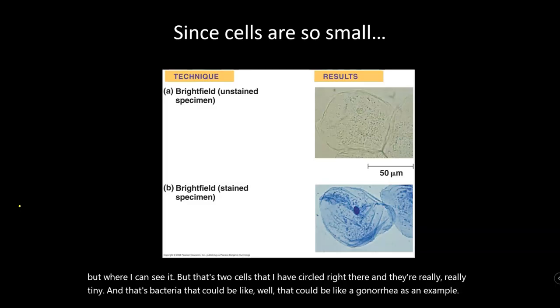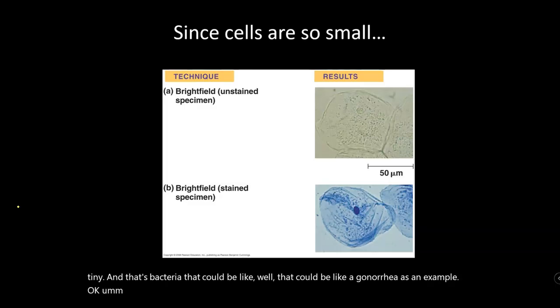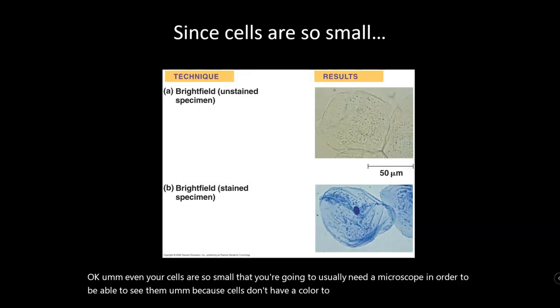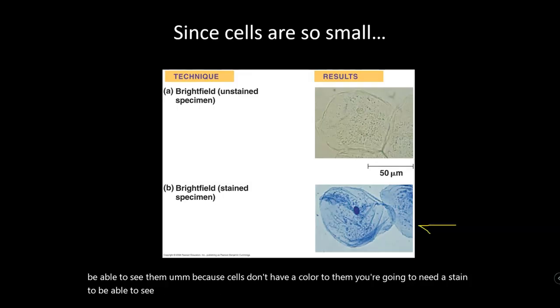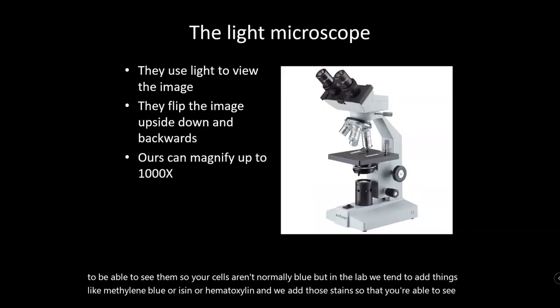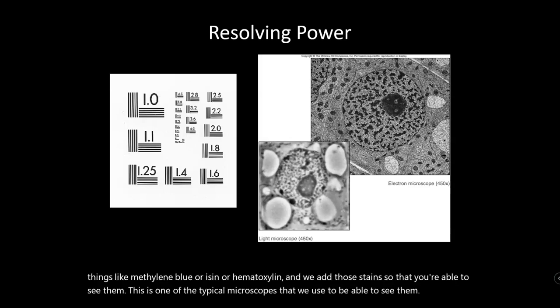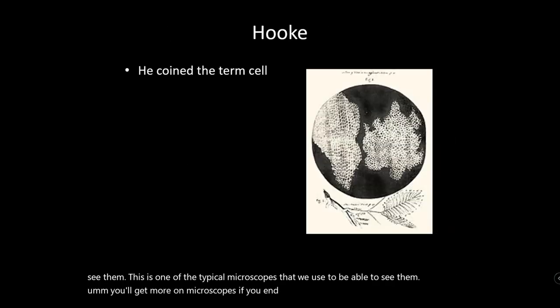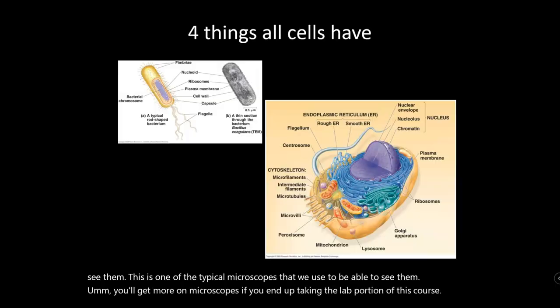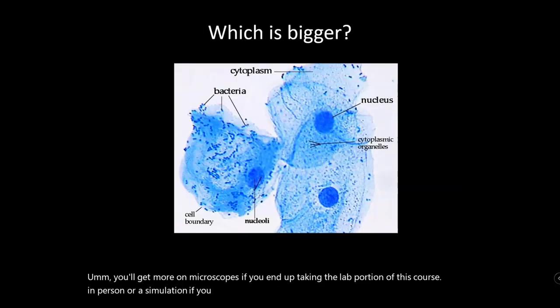Okay. Even your cells are so small that you're going to usually need a microscope in order to be able to see them. Because cells don't have a color to them, you're going to need a stain to be able to see them. So your cells aren't normally blue, but in the lab we tend to add things like methylene blue or eosin or hematoxylin, and we add those stains so that you're able to see them. This is one of the typical microscopes that we use to be able to see them. You'll get more on microscopes if you end up taking the lab portion of this course in person, or a simulation if you are doing things online.